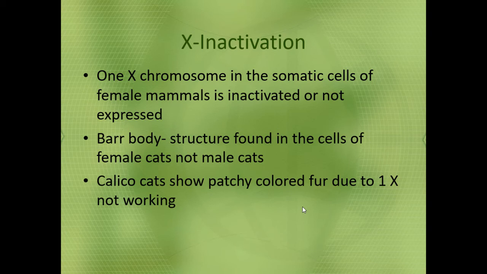X inactivation is when one X chromosome in the somatic cells of female mammals is inactivated or not expressed. Somatic cells are like regular skin cells. A bar body is a structure found on the cells of female cats, but not male cats. And calico cats are going to show patchy colored fur due to the one X not working properly. So we talk about calico cats a lot when we look at X inactivation because those X's are actually going to play a role in how the cat is pigmented.